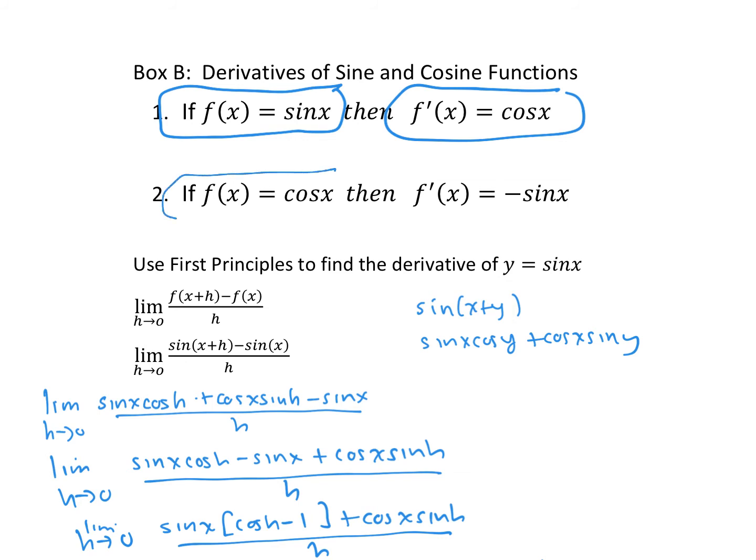There is a similar proof in the guide for cosine x. I'm not going to go through that, but you can look through that. The derivative of cosine x is minus sine x.